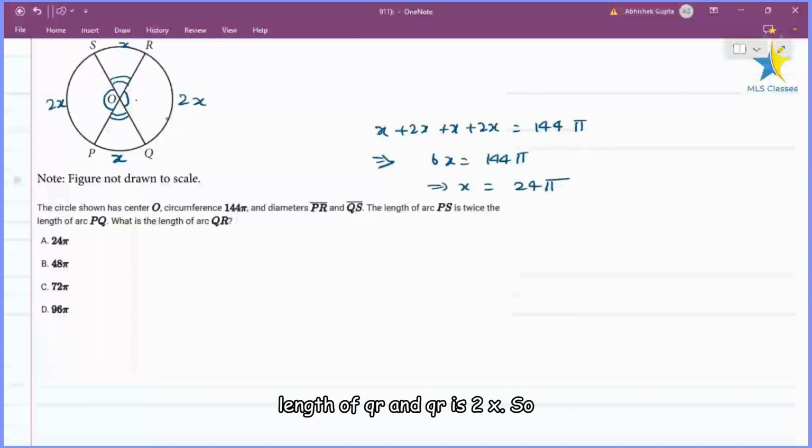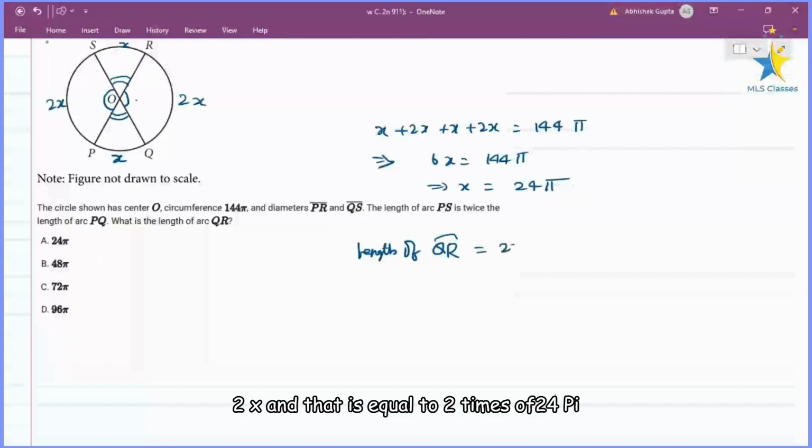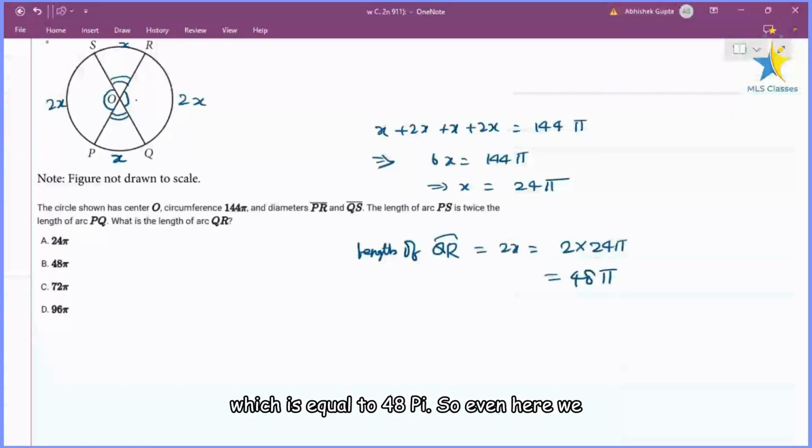Now it was asking the length of QR, and QR is 2X. So we can say length of QR is equal to 2X, and that is equal to 2 times 24 pi, which is equal to 48 pi. So even here we don't need to solve the complete question by method. We can do it easily without using any arc length formula. Now moving to next question.